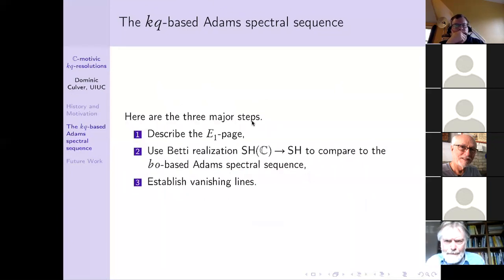Okay, so roughly speaking, these are the three main steps in our analysis. So the first is that you have to actually try and describe the E1 page. And then the other thing is that you're going to use Betti realization to relate the KQ-based Adams spectral sequence to Mahowald's KO-based Adams spectral sequence. And you're going to try and use this comparison to lift differentials. And then the third step is you have to try and establish some sort of vanishing lines. And I'll elaborate on that later.